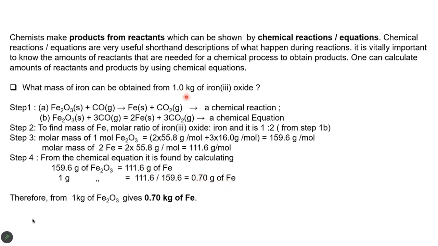And our question was 1 kilogram. So we convert it to 1 kilogram. That 1 kilogram of iron(III) oxide gives us 0.70 kilogram of iron. That's how we calculated the product or reactant from a chemical equation.